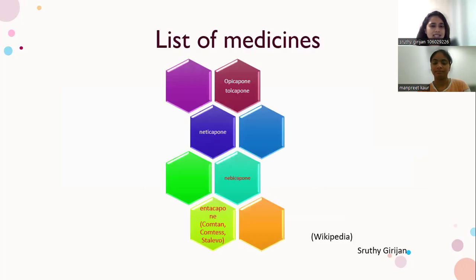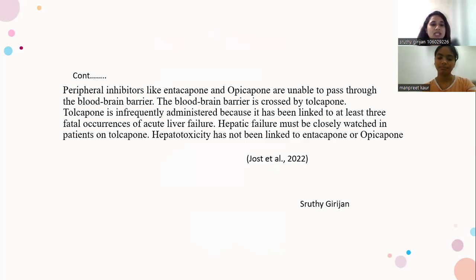Next, the list of some of the medications coming under the COMT inhibitors: opicapone, tolcapone, nebicapone, and entacapone. Those drugs ending in capone are on the list. The peripheral inhibitors like entacapone and opicapone are unable to pass through the blood-brain barrier, but tolcapone crosses the blood-brain barrier.